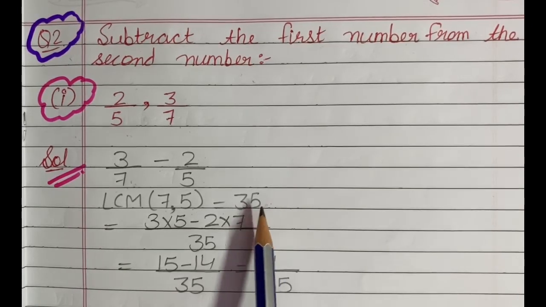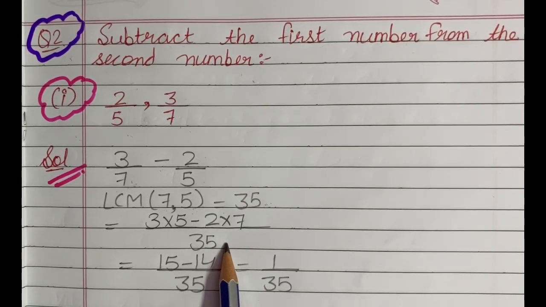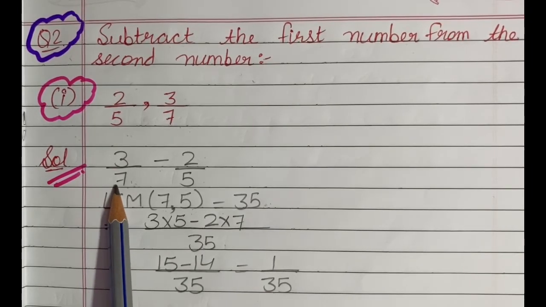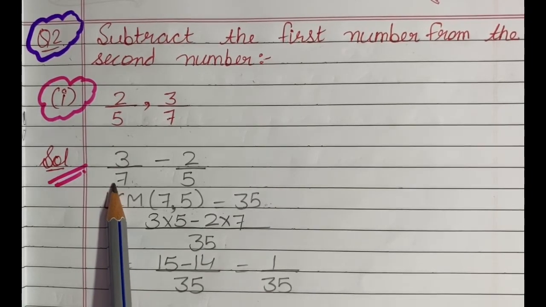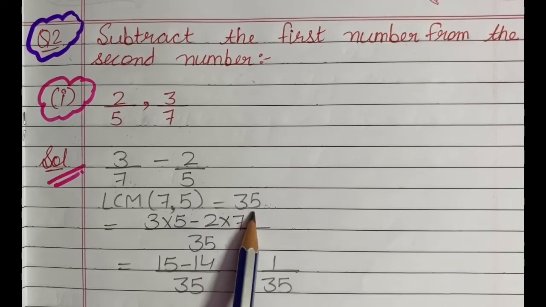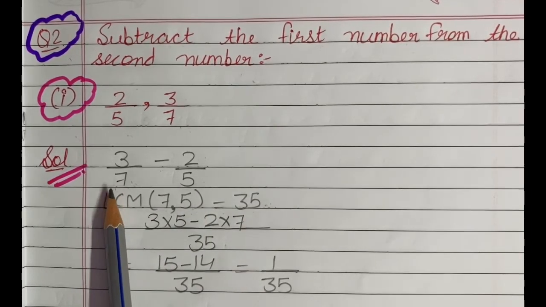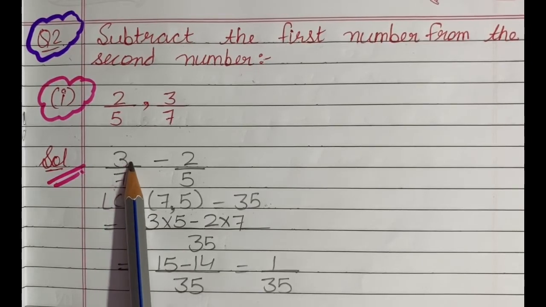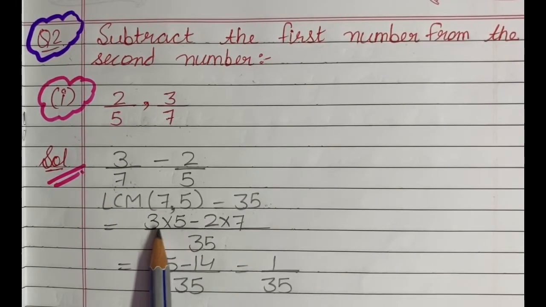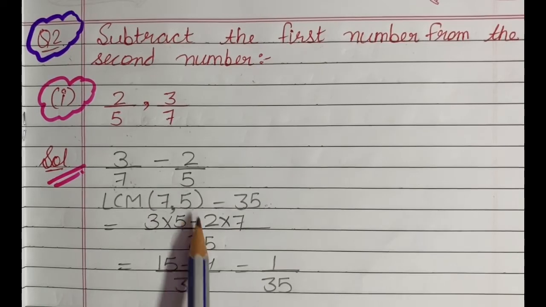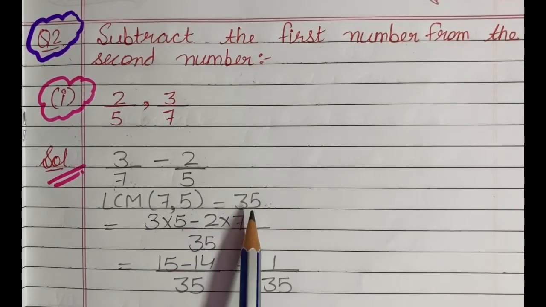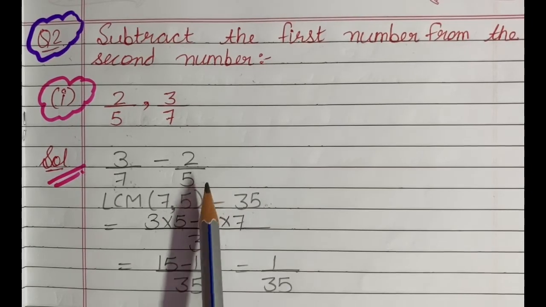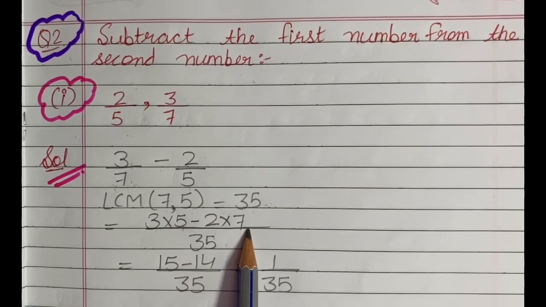Now students, in the next step we will write down 35 in the denominator, and here see the denominator of the first fraction is 7, and you know that 35 divided by 7 will be equal to 5. So that means 5 will be multiplied by the numerator 3, that is 3 multiplied by 5. Now this minus sign will be as it is. Now students, you know that 35 divided by 5 will be equal to 7. So this numerator 2 will be multiplied by 7.